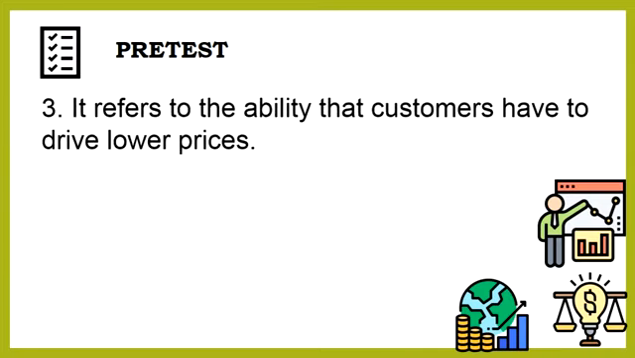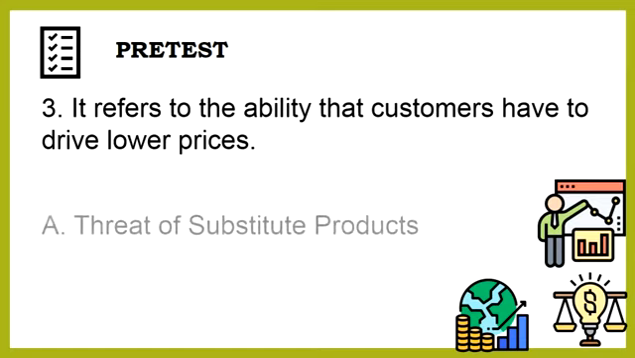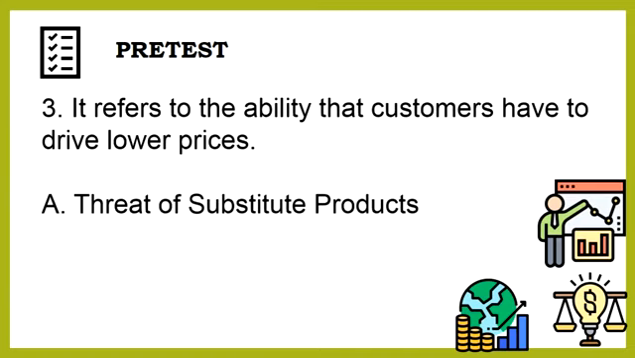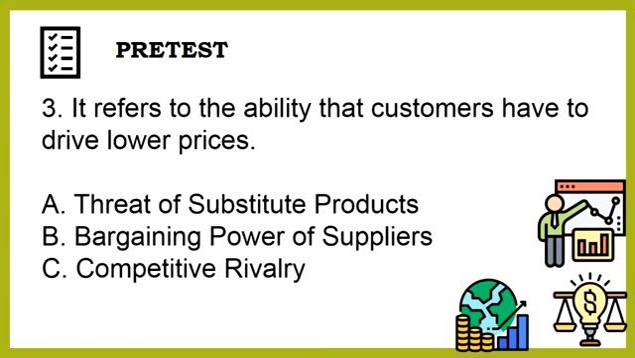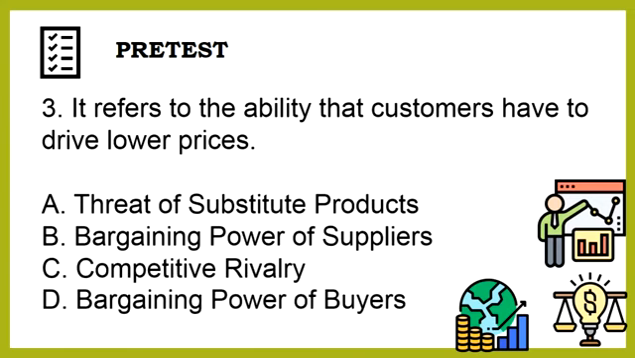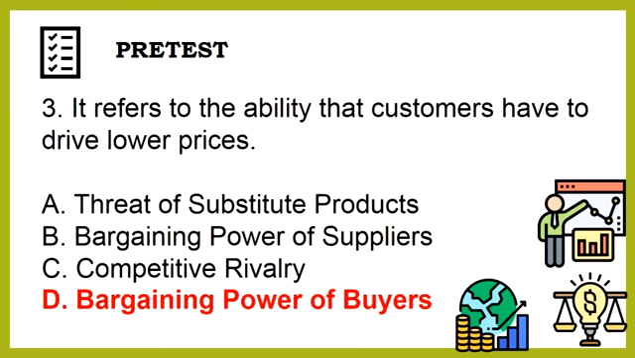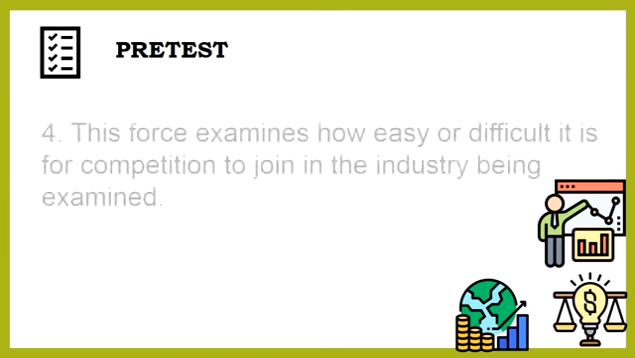Number 3. It refers to the ability that customers have to drive lower prices. A. Threat of substitute products. B. Bargaining power of suppliers. C. Competitive rivalry. Or D. Bargaining power of buyers. The answer is letter D. Bargaining power of buyers.